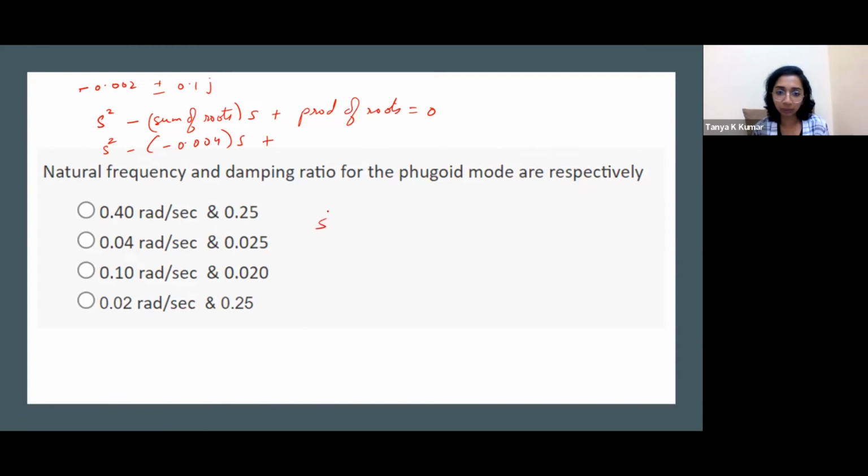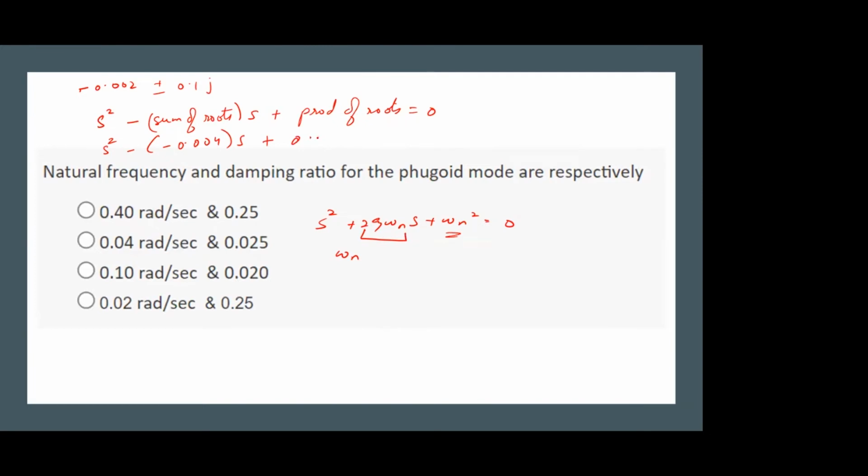Okay, calculate it, and then you equate it to your typical second order equation, s squared plus 2 eta omega n s plus omega n squared equal to 0. You can calculate omega n from here, and then you can calculate eta from here. So what is this product of roots term? It's 0.01 and then 4. Okay. Are you sure?